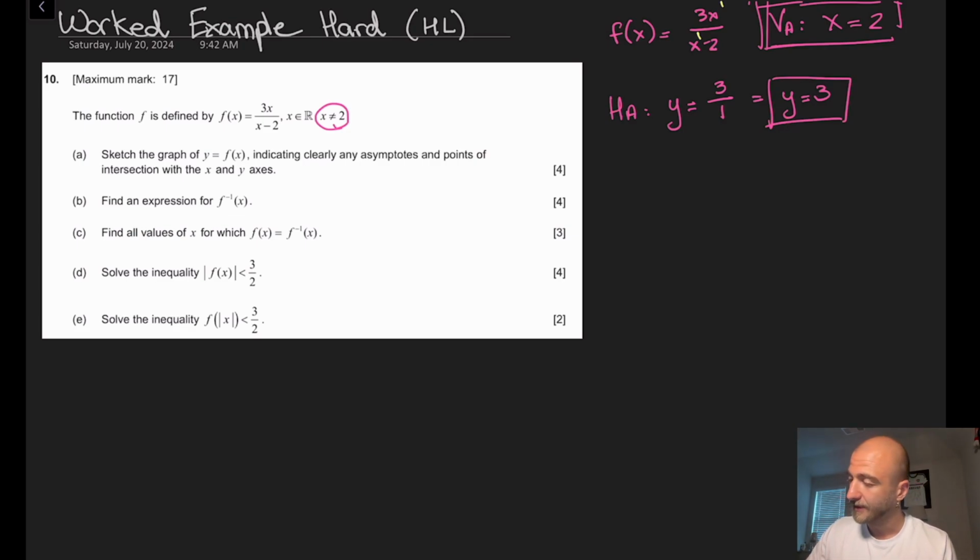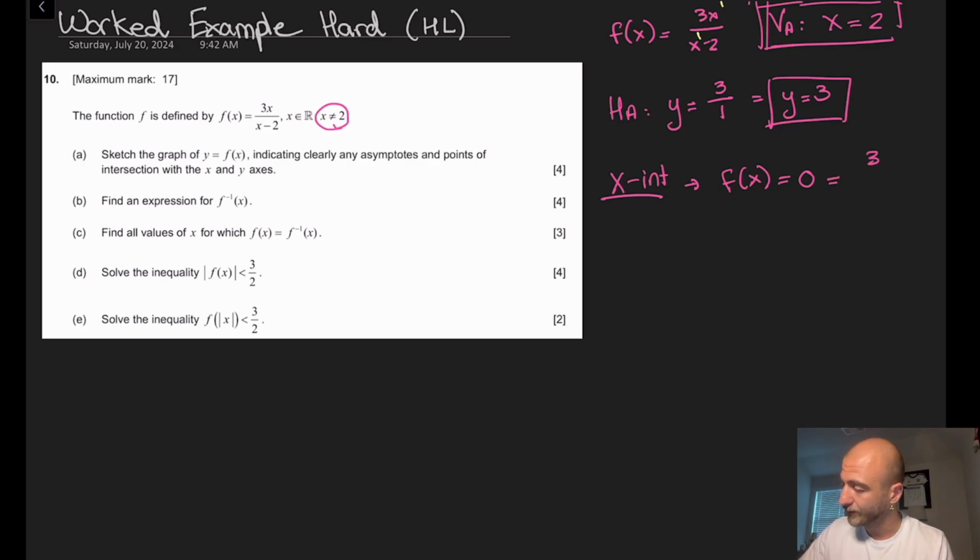To find intercepts, we have a y-intercept and an x-intercept. The x-intercept is maybe the easiest one, or in this case, pretty straightforward. The x-intercept is the same thing as saying the roots. And to figure this out, we can set f of x equal to 0 and then solve for whatever x value would make that equation true.